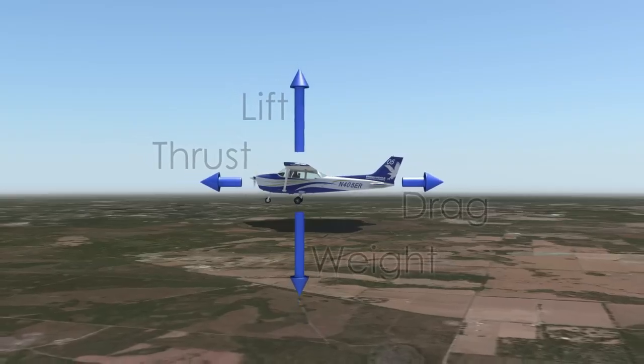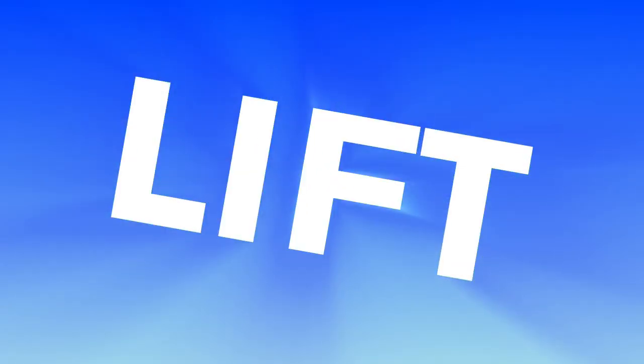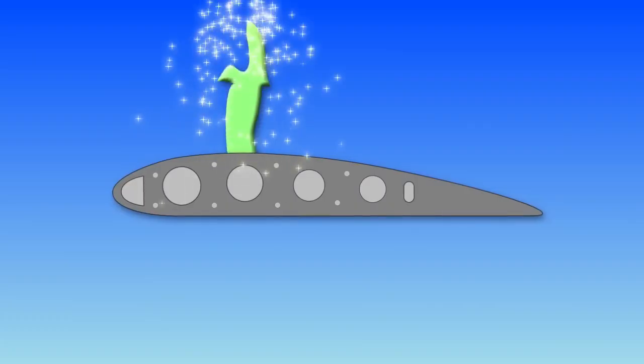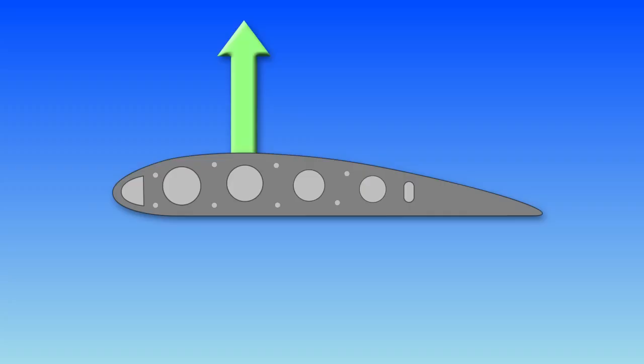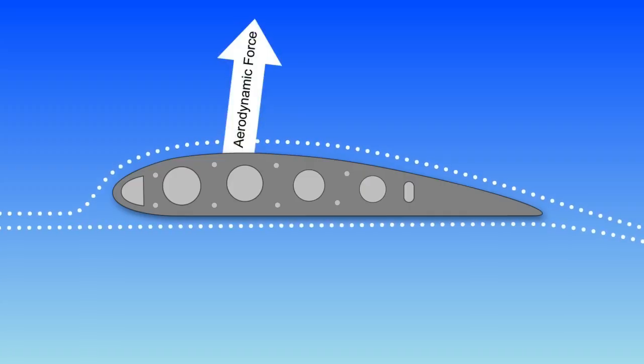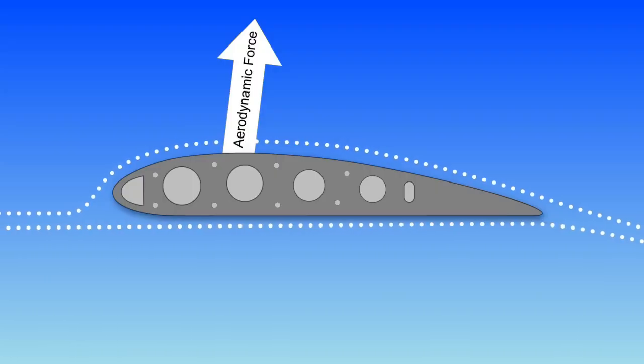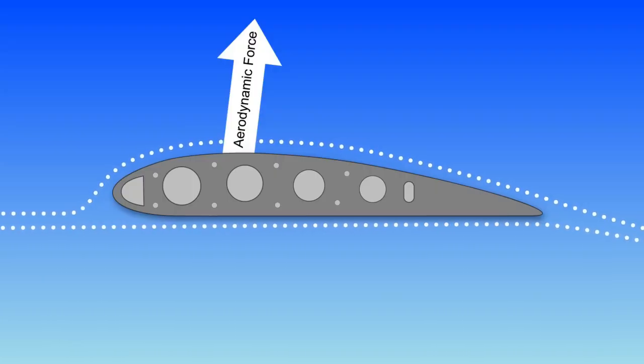Let's look at these four forces in a little more detail. The key to an aircraft being able to fly is lift. Looking at a cross-section of a wing, we can better understand how the lift gets generated. A wing is a type of airfoil. Airfoils, in general, are just any surface that generates an aerodynamic force as a fluid, in our case air, moves around it.